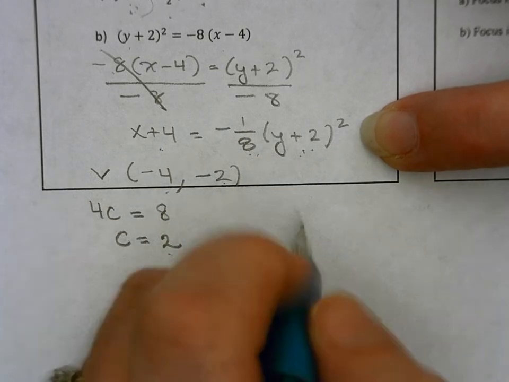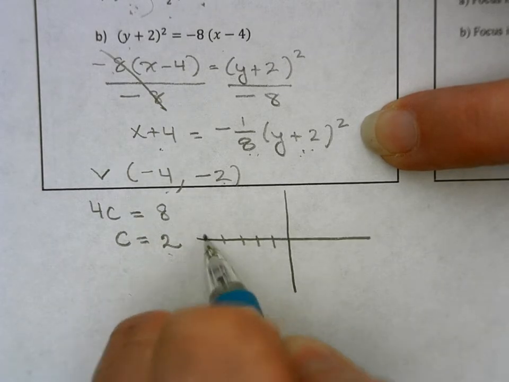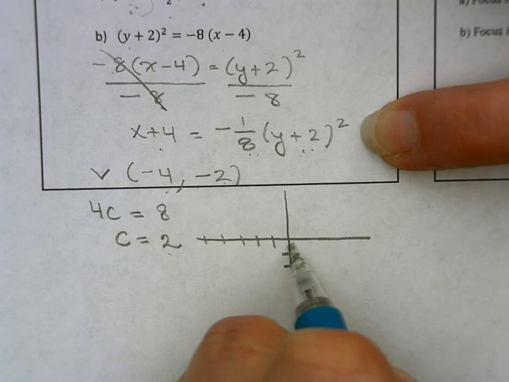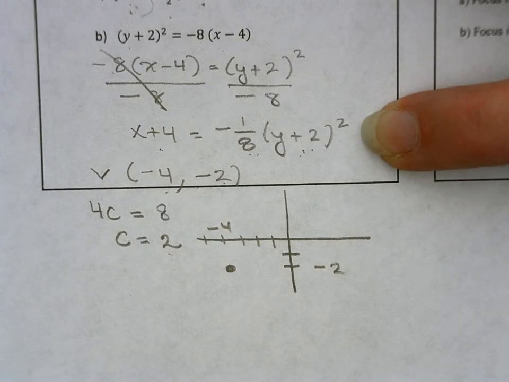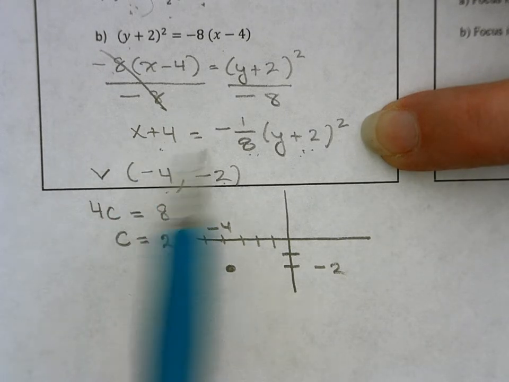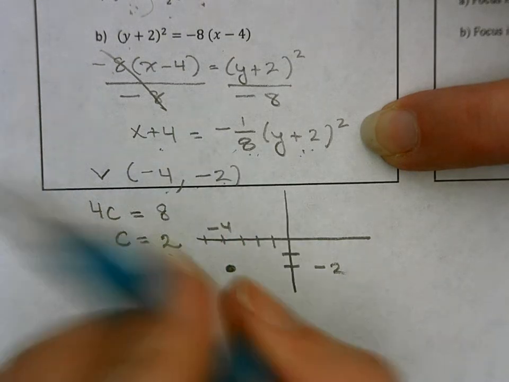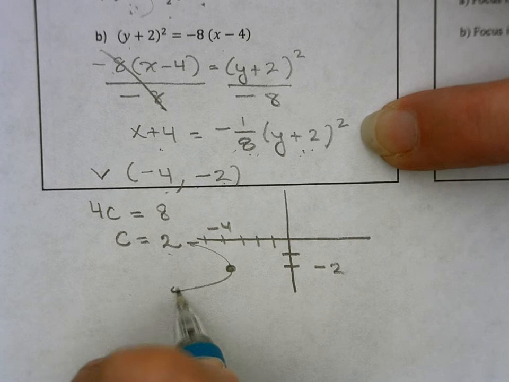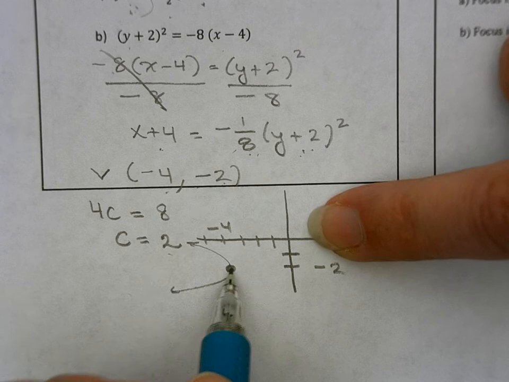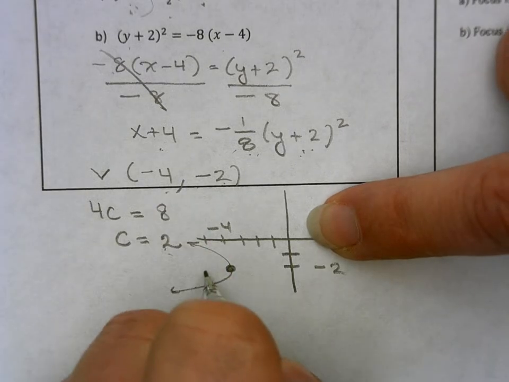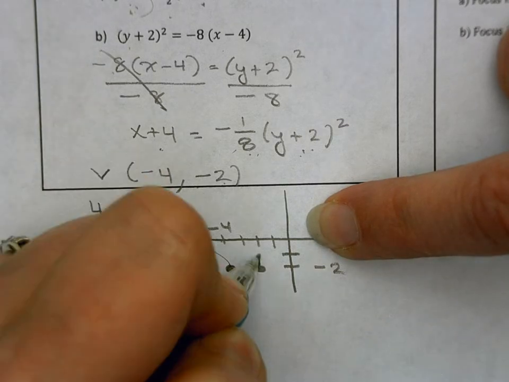So I'm going to do a little sketch here. My vertex is at negative 4, negative 2. And my graph is a horizontal graph, so it's an x equals, so it's going to open along the x-axis. My stretch is negative, so it's going to open to the left. So I know it's going to do something like that. So my focus is going to be over here, my directrix here. So from my vertex, I'm going to go left 2 and right 2. And there's my directrix.